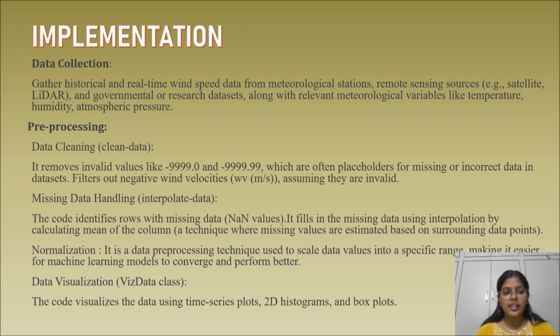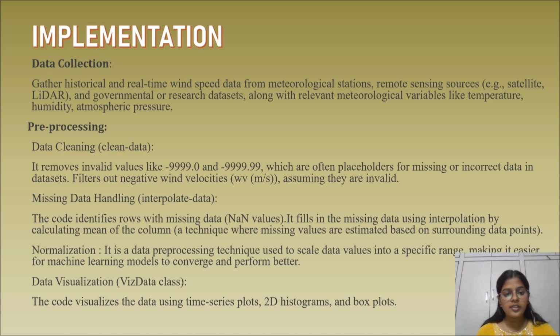Implementation starts with the data collection. The real-time wind speed data from the meteorological stations are collected. And the pre-processing starts with data cleaning. It removes invalid values like negative wind velocities, assuming they are invalid. Missing data handling is done by interpolation. The code identifies rows with missing data and fills them using interpolation by calculating the mean of the column.